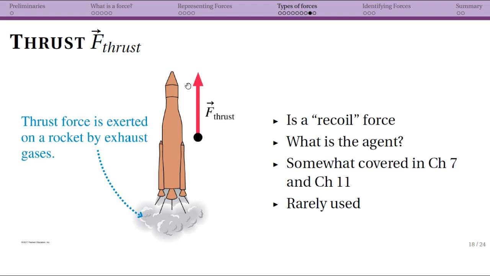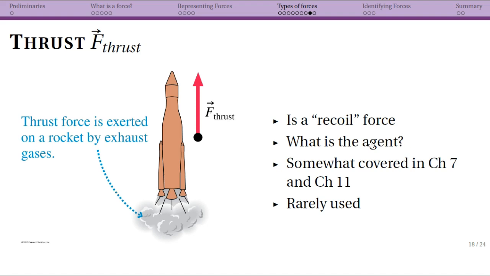So again, there's not really a great way to write it, just put the whole word in the subscript, I guess. And part of why I don't like this is that a lot of students start applying it to situations when it doesn't exist. So for instance, if a tennis ball has been hit by a tennis racket and is traveling over the net, there's no thrust force. Don't tell me there is a thrust force.